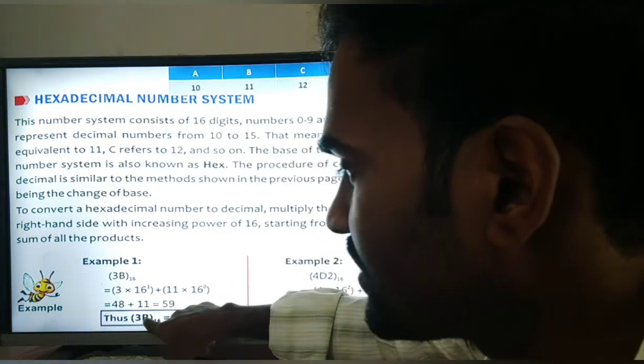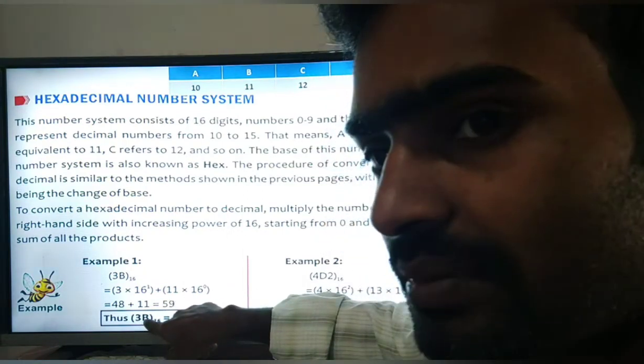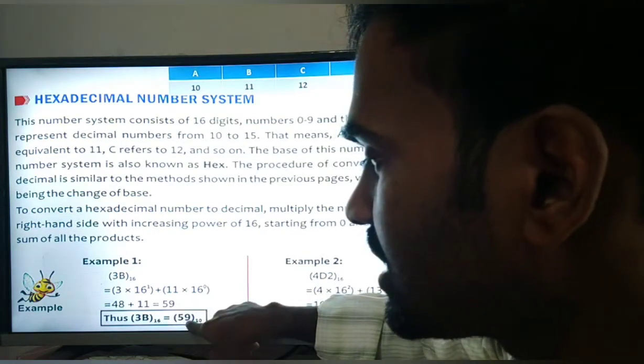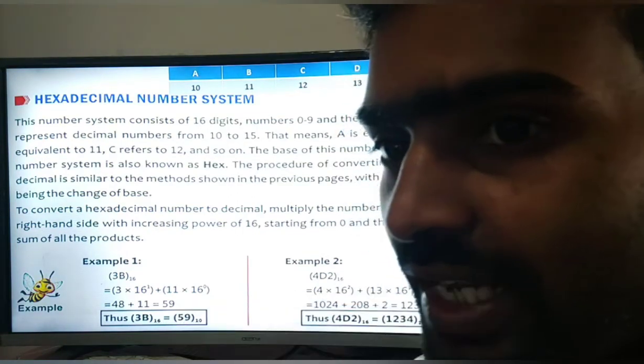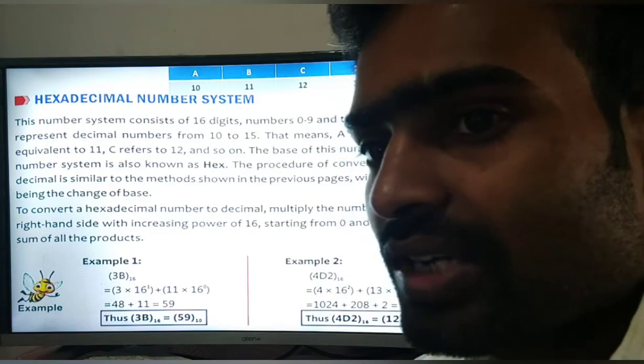This is a hexadecimal value 3B, and when we convert it, it becomes the decimal value 59. Clear? This is how we have to do that.